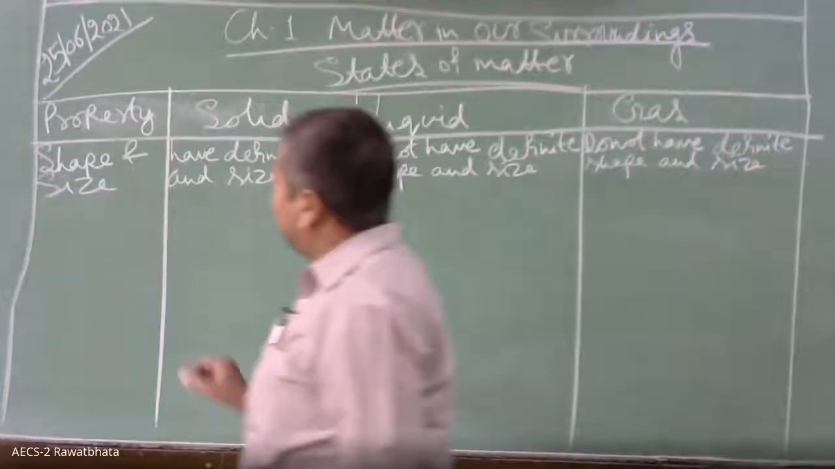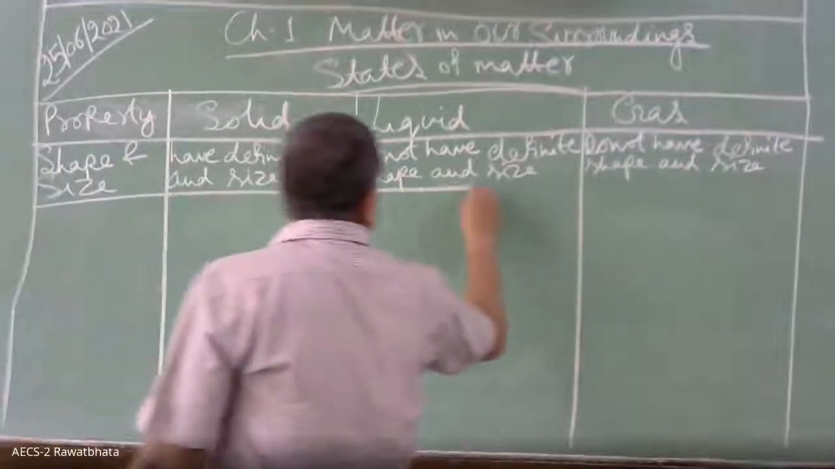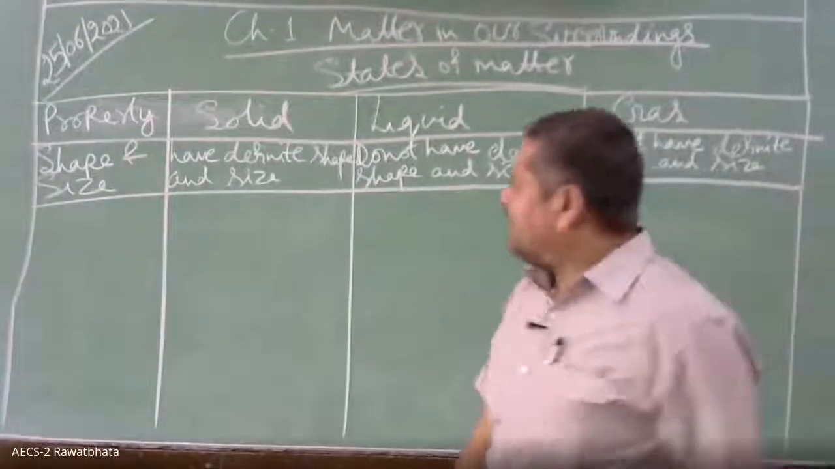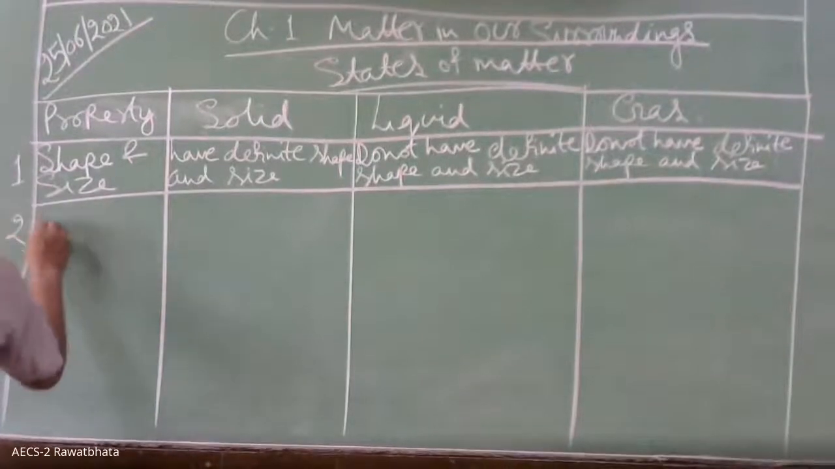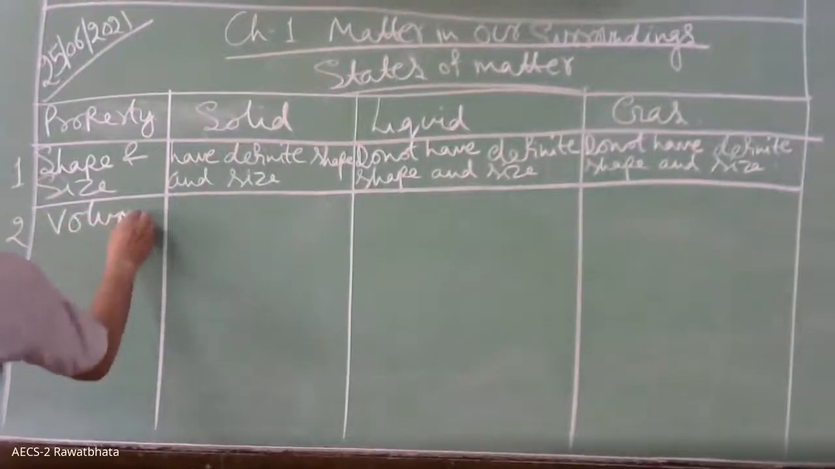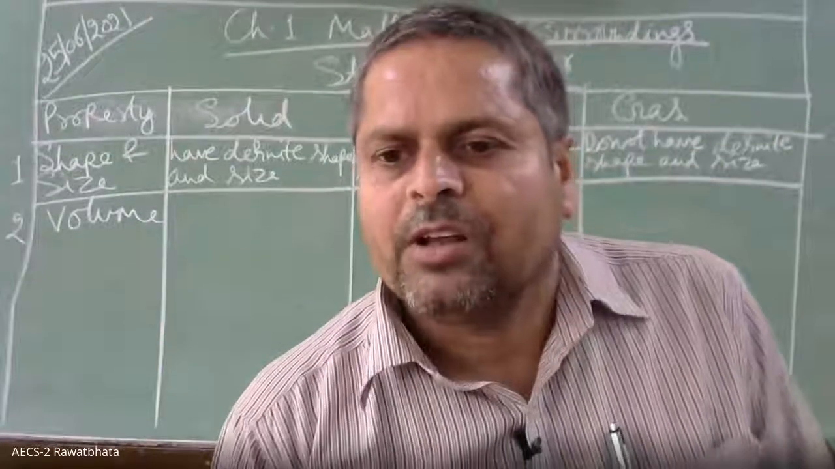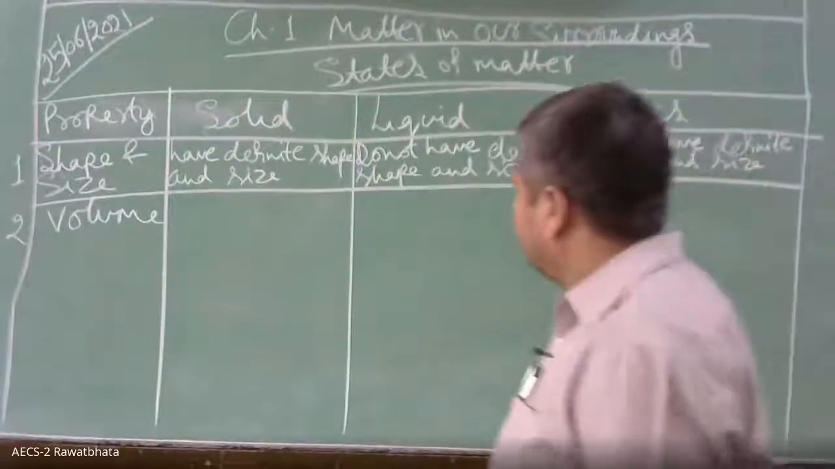Okay. Now volume, the second property that it takes is volume. What do you say about volume of solids? They have fixed volume. Solids have fixed volume.